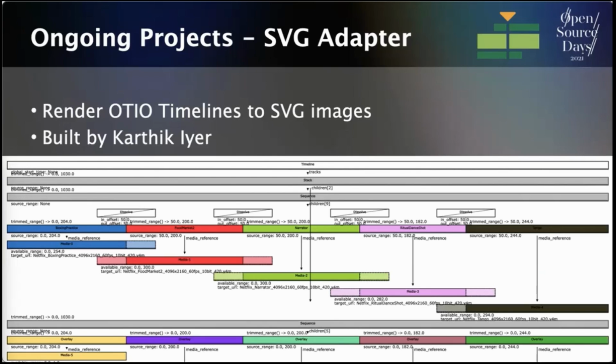Karthik Iyer also contributed a cool SVG renderer for OTIO timelines, which lets you render the structure of a timeline to an SVG file. Great for documentation or other uses where you want to save a snapshot of what the visual structure of a timeline is.